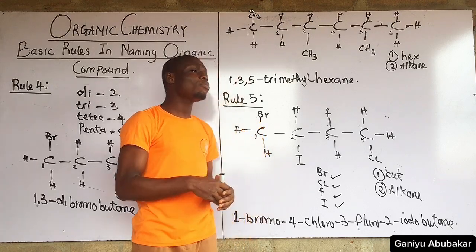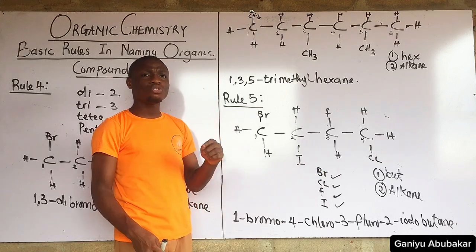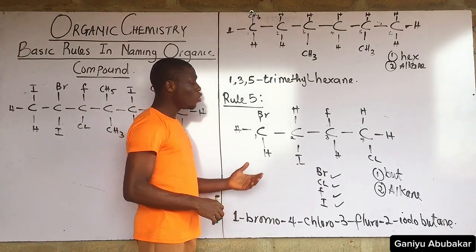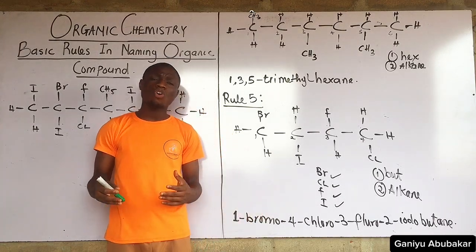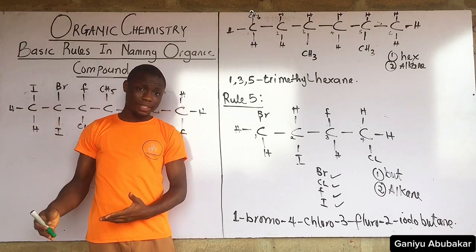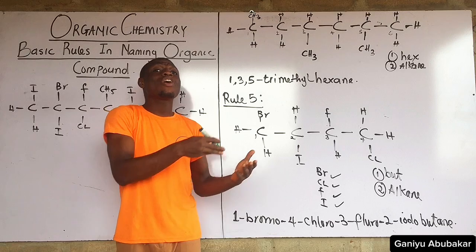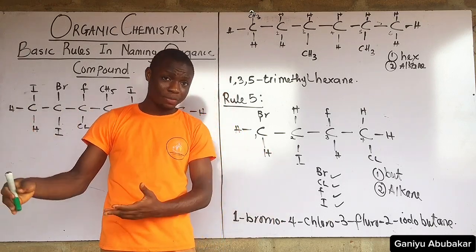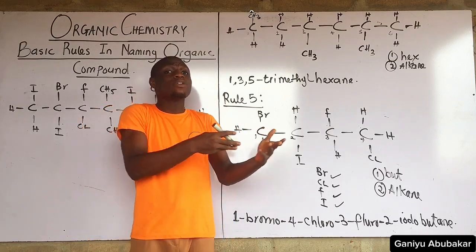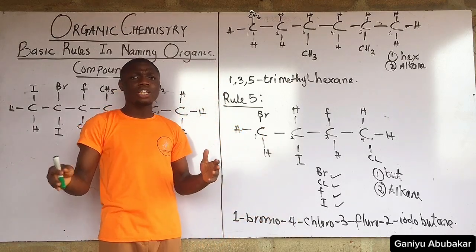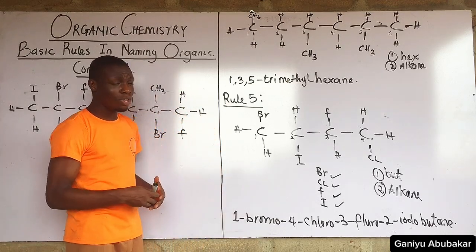So when it comes to rule 5, we are still saying that for a compound that contains both organic and inorganic substituents, by inorganic substituent I mean the fluorine, chlorine, bromine, iodine. By organic substituent I mean the methyl, ethyl, propyl. Those are alkyl groups, right? So for a compound that contains the two of them, how do you name them? That's the concept we're discussing now under rule 5.